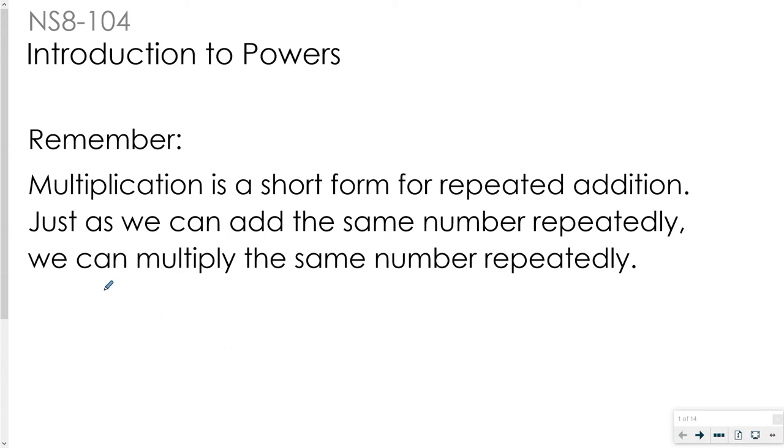So if I'm writing 5 times 5 times 5, it's time consuming and it takes up a lot of space. However, there is a way to show that that is what I'm doing without writing all that. And that is simply writing the number that I am multiplying and then writing how many times I am multiplying it out.